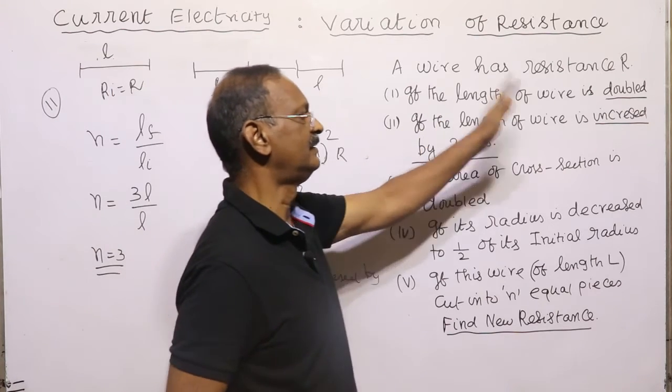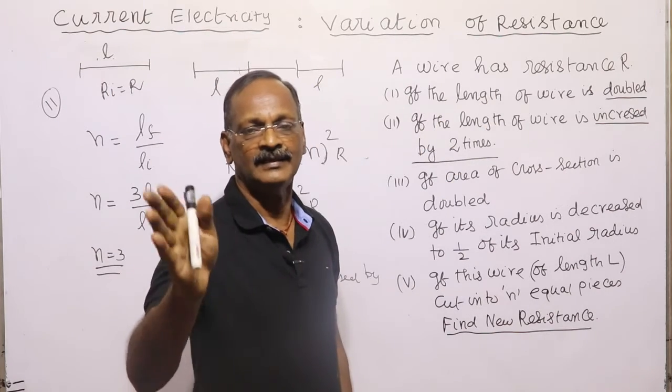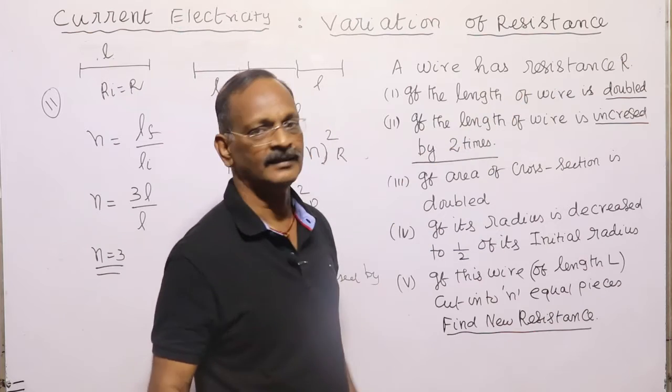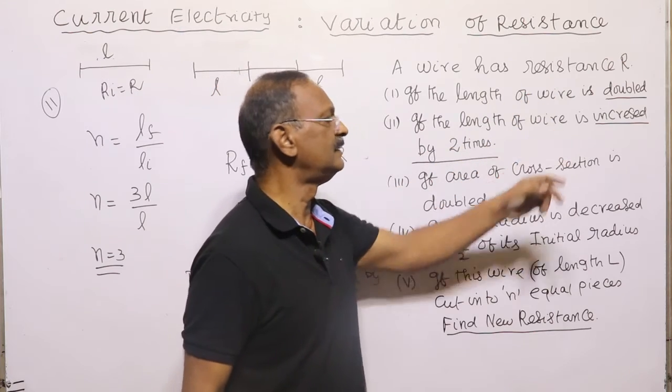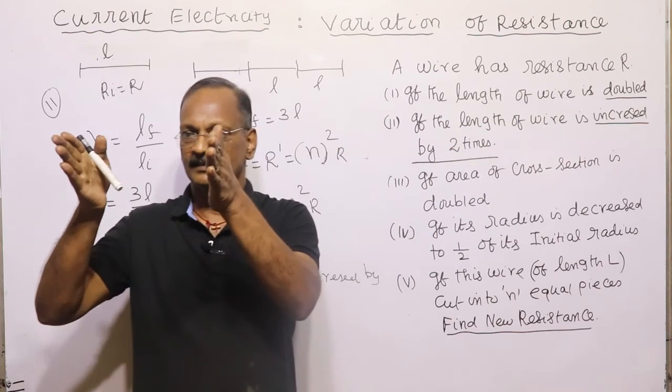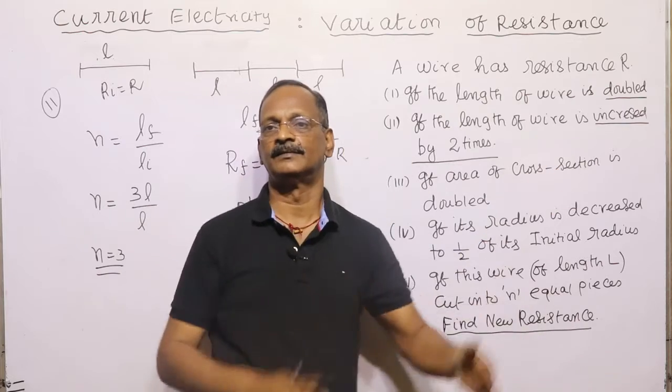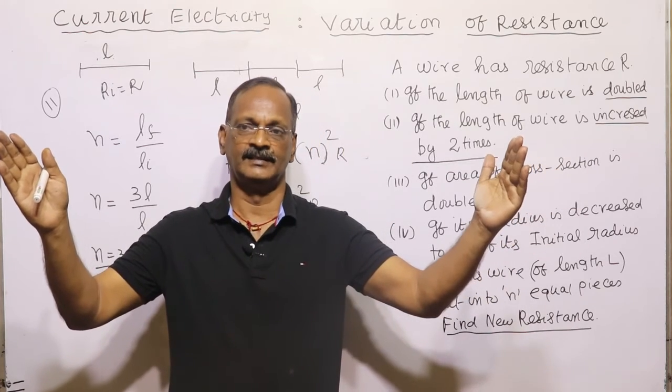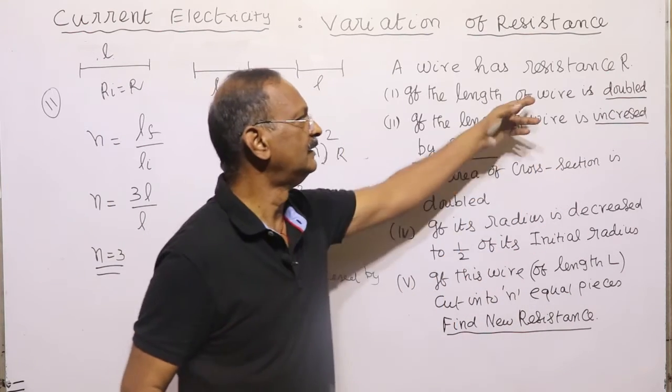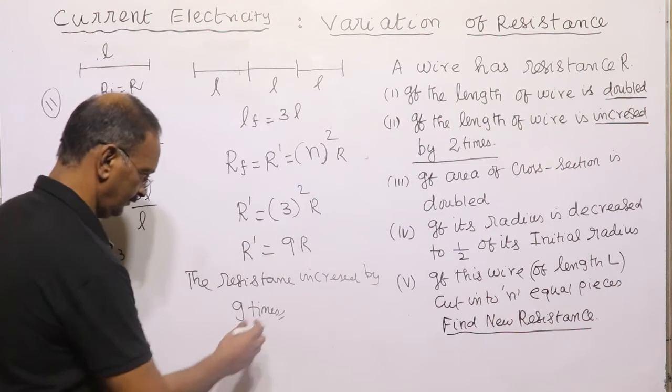See, here the wordings are different. First question, the wire is doubled. It means final length is equal to twice the initial length. Here it is increased by 2 times. This is the initial length and increased by 2 times. So total length after stretching is equal to 3L. The wording difference, you have to note it.